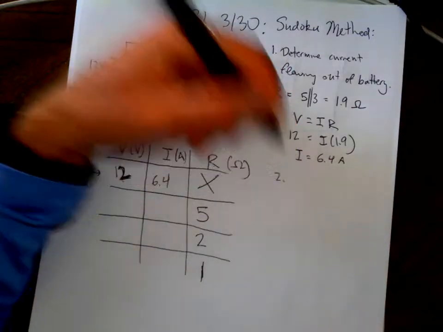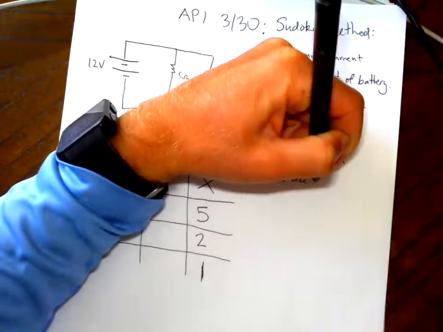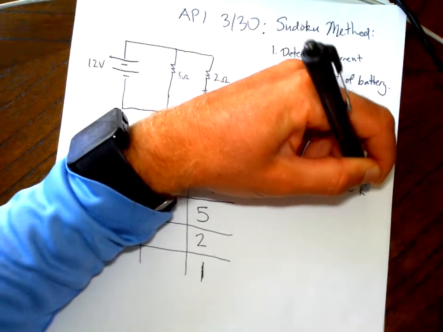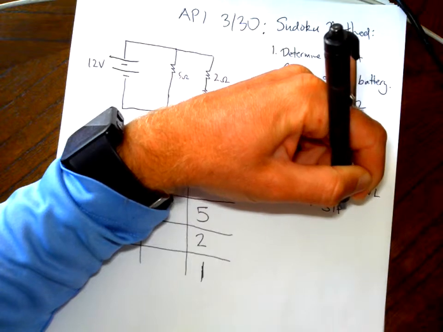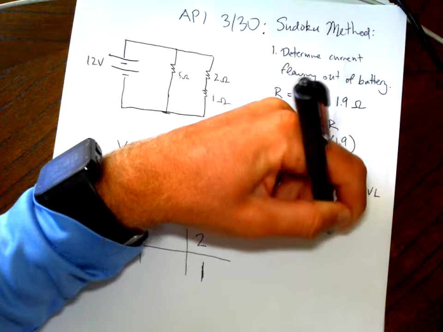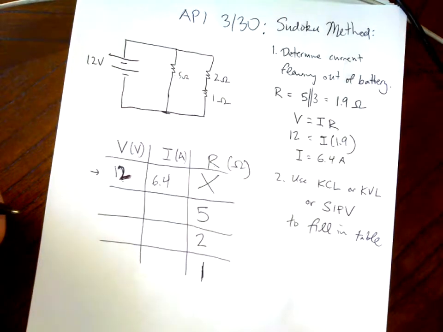Now, what we have to do is use KCL or KVL or SIPOV to fill in the table. So it's just whatever observation you can make.